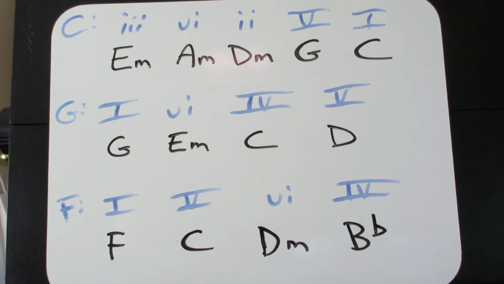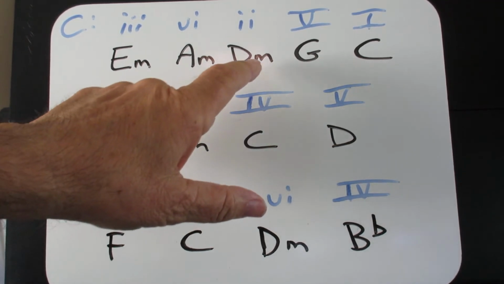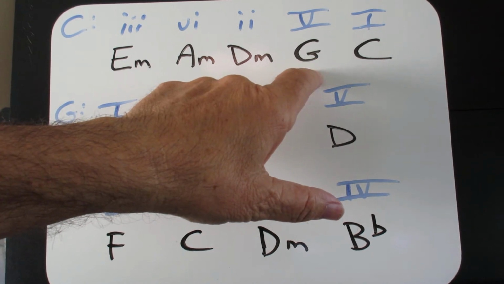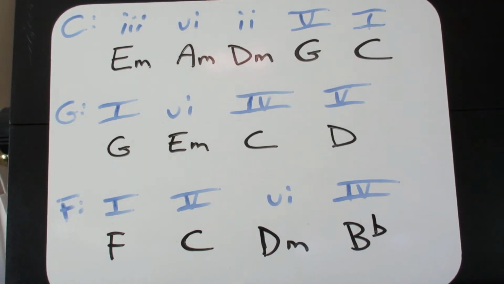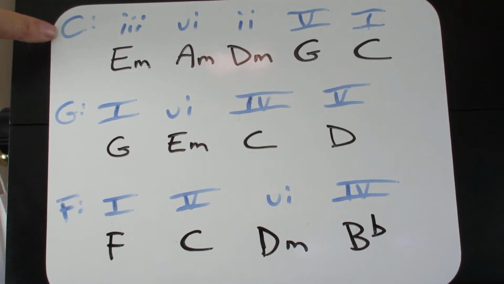So what I put up here is 3 different chord progressions, each in a different key. All right? So the first one is E minor, A minor, D minor, G, and then C. And what we do when we're analyzing a chord progression is we look at the progression and we determine what key it's in, and then we write the name of that key right up here with a colon after it. It says I'm in the key of C and I'm analyzing this chord progression.